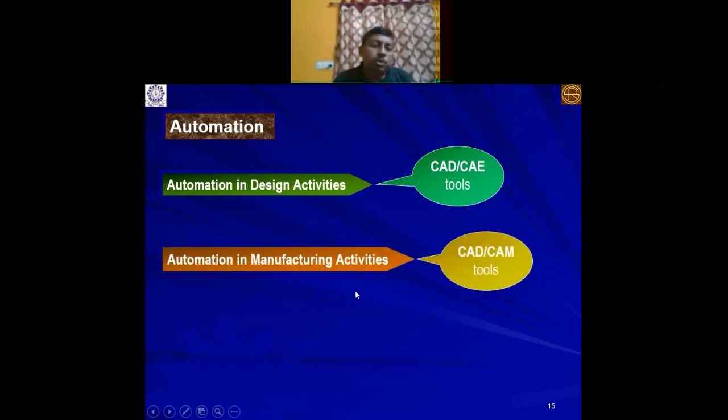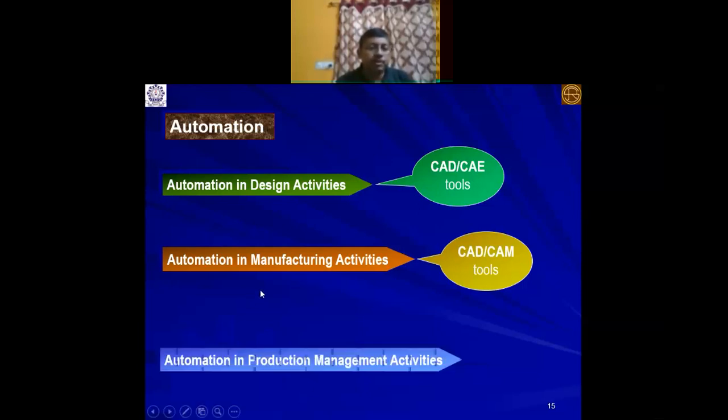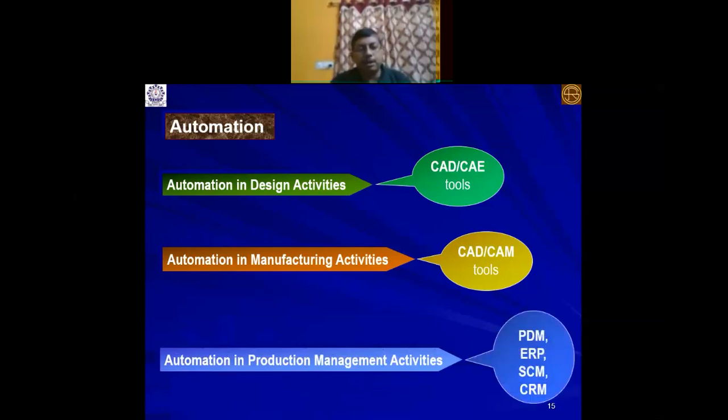Similarly, automation is also required in manufacturing activity. Those tools are CAD CAM tools. Most CAM tools, without CAD, will not work properly or efficiently. So that is why the tools are CAD CAM tools for automation in manufacturing. And automation in production management activities is another big issue because a lot of data has to be handled in manufacturing. There the tools are PDM, ERP, SCM, CRM, or, for those interested in MBA. These are the automation tools for production management.